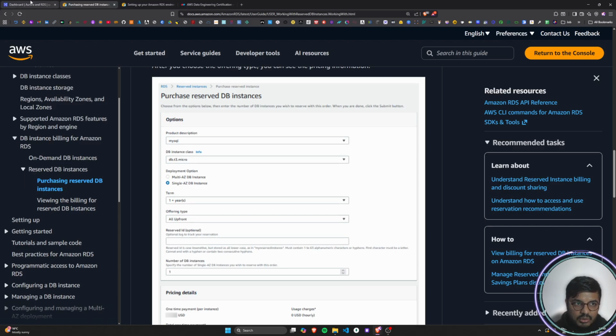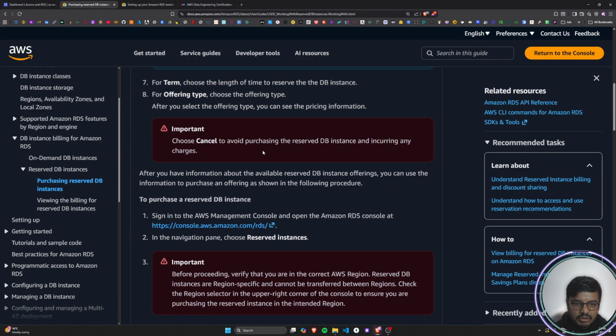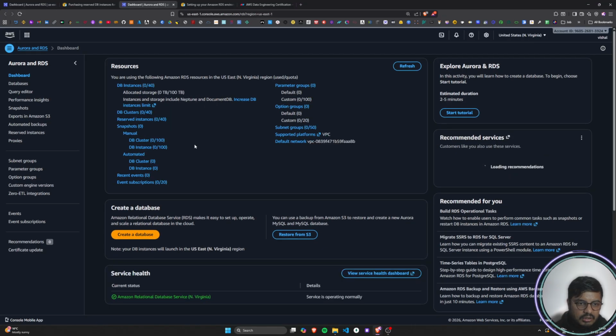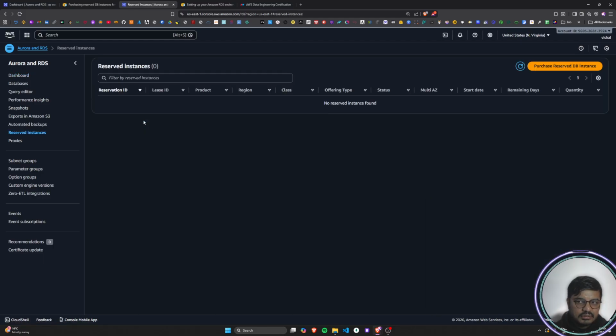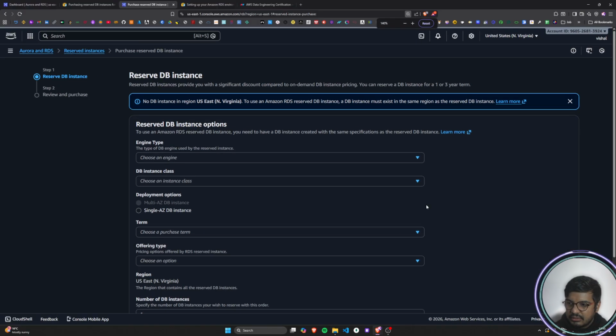So here you can see, right? In RDS, we can go on to reserved DB instances. So here, if I check, or let me do one thing from here only. If I just click on this link, yeah, here you can see, right, reserved instances. Okay, and I will have to click on what, purchase reserved DB instance. Here, just zoom in. Okay, so engine type I can choose, let's suppose, as MySQL.